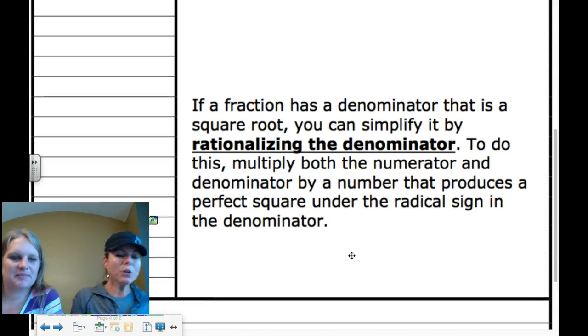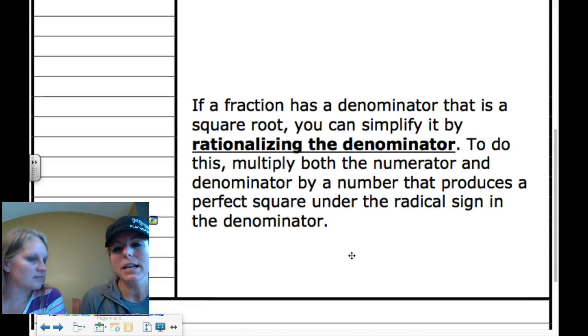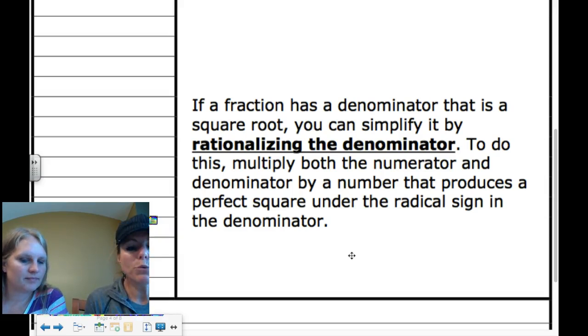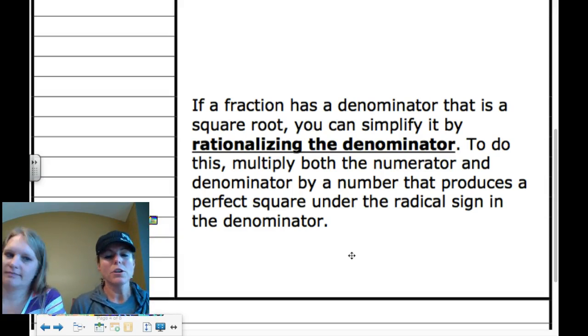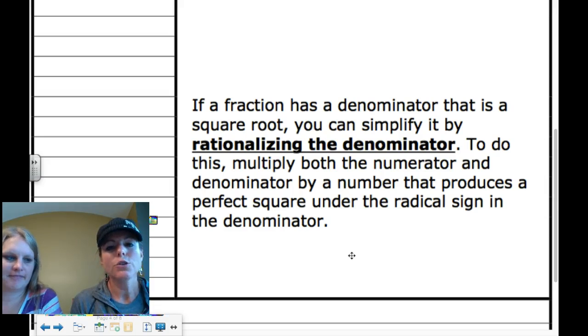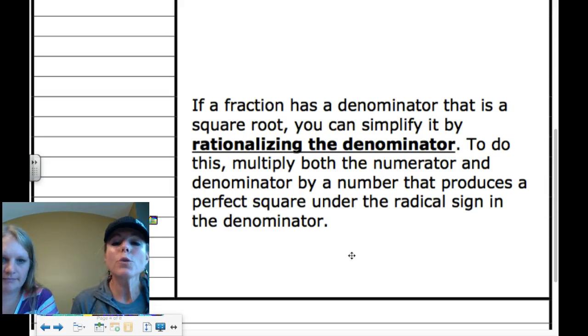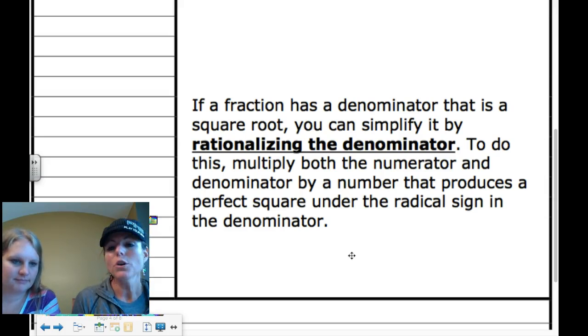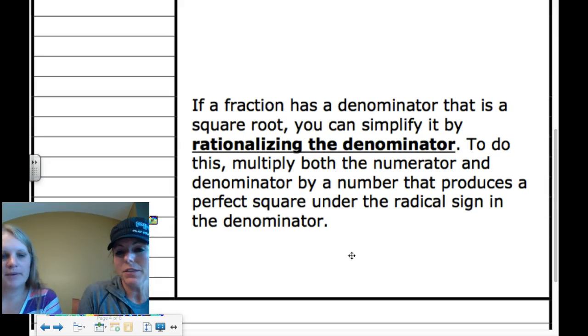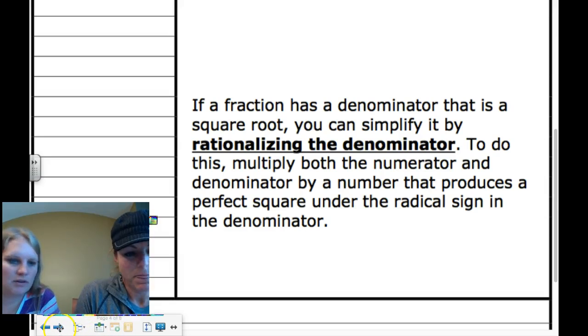Now we're going to talk about rationalizing the denominator. So number one rule is you never, ever, ever leave a radical in your denominator. Don't ever put a square root at the bottom. So we're going to get rid of it, and that's called rationalizing the denominator. That's really all I'm going to say. Just get the square root out of the bottom. And this is how.